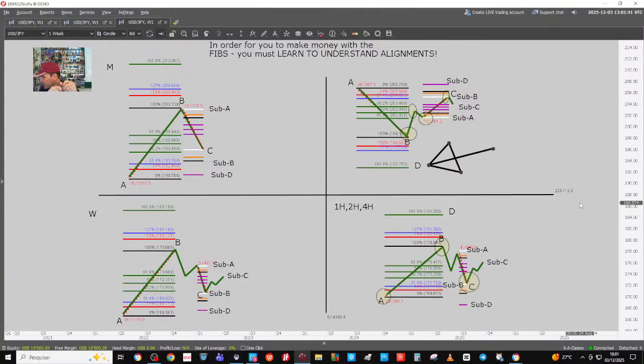Olga is saying then we have to see where the daily from the 4 hour would be on the daily.